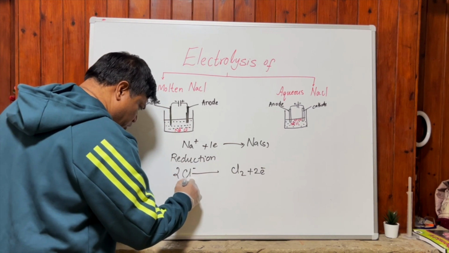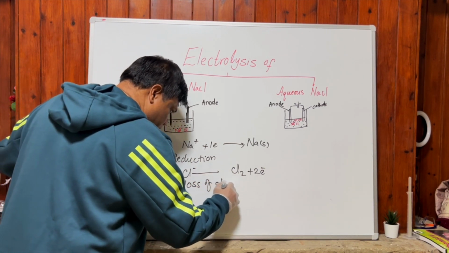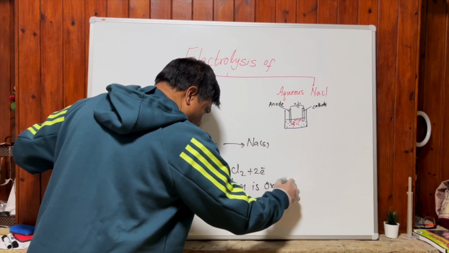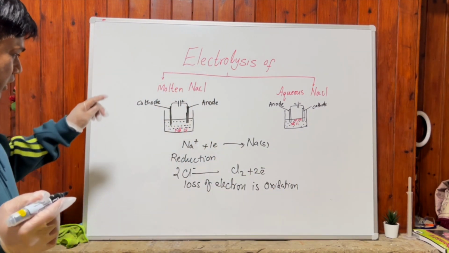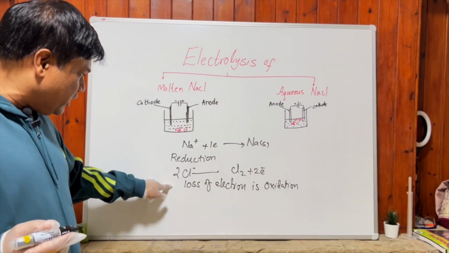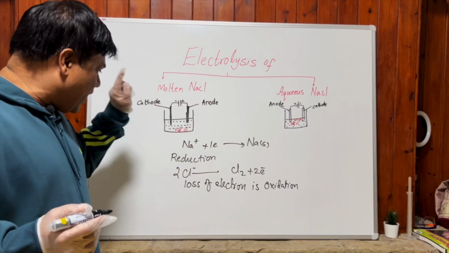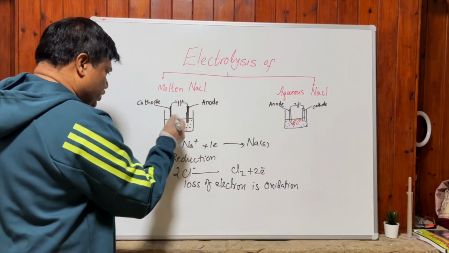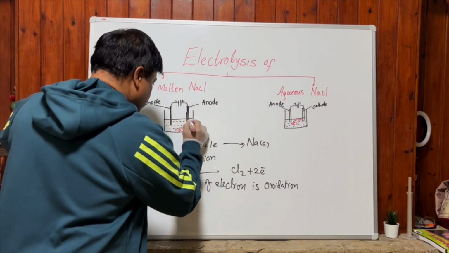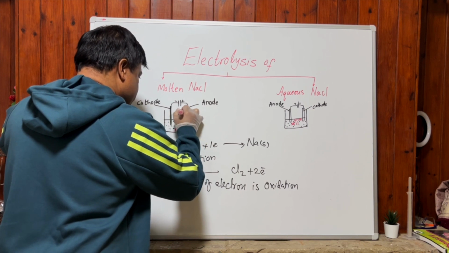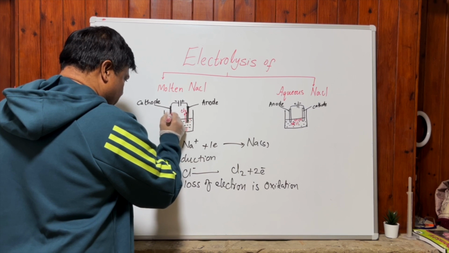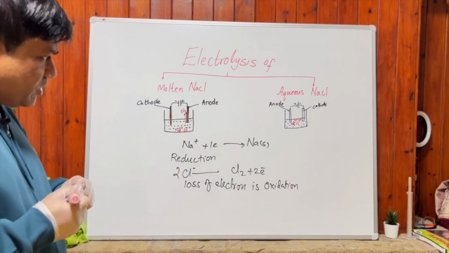So loss of electron is oxidation. OIL RIG, I have already explained OIL RIG. Reduction is the gain of electron, oxidation is the loss of electron. So chlorine gets oxidized at the anode. Chlorine gives away the electron to the anode and comes out as chlorine gas, Cl2, and sodium gets deposited at the cathode.